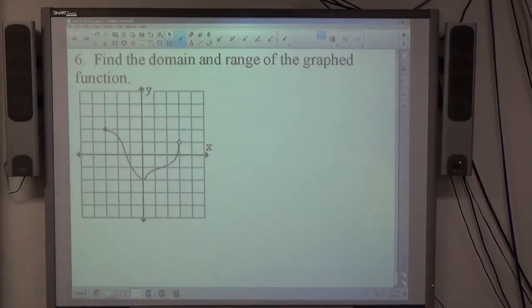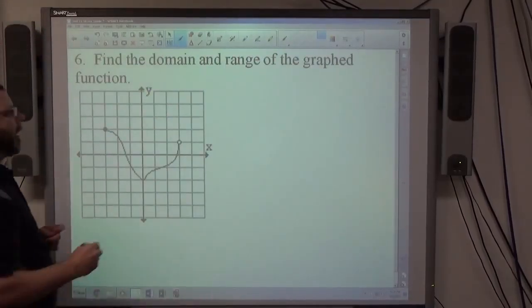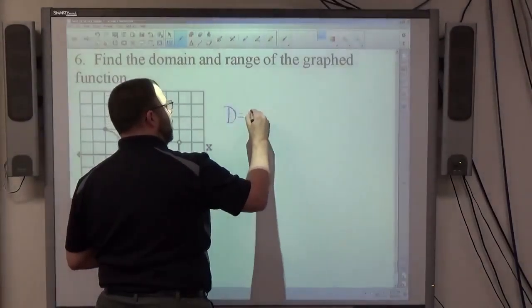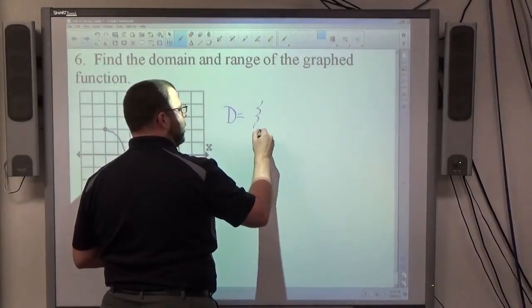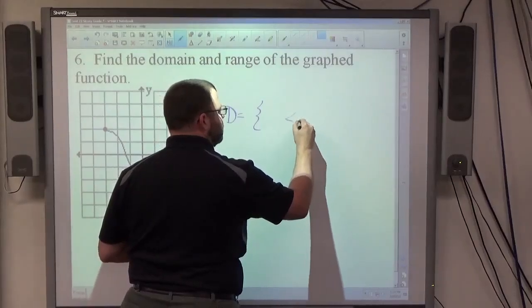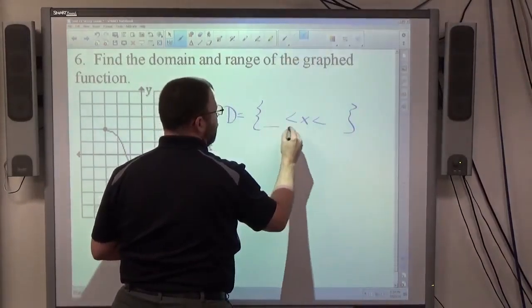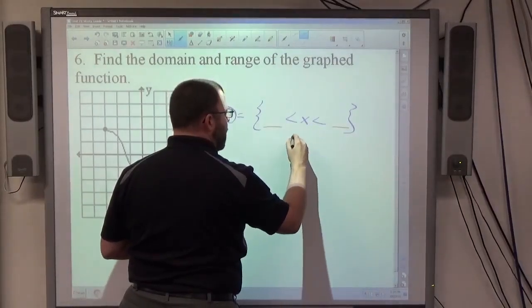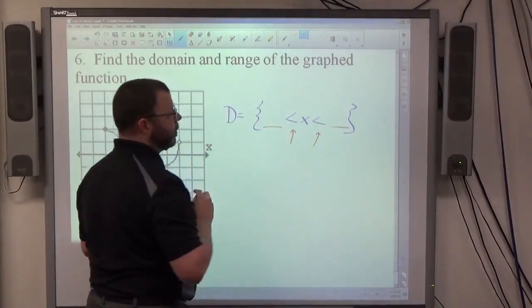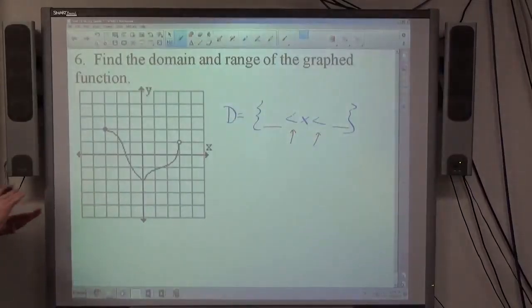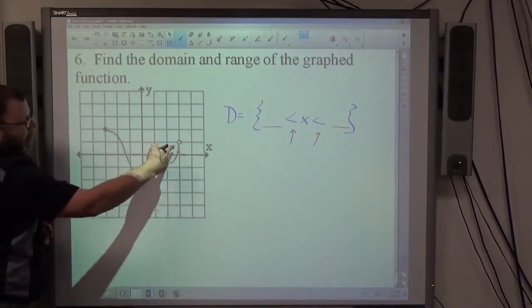Number 6, find the domain and range of the graphed function. Domain is all about x, and it's going to be looking like this. Our job is to fill in these 2 holes, and maybe there's an equals to on these. All right, so that's the structure I'm looking for. What I'm looking for is how far left and how far right does it go.